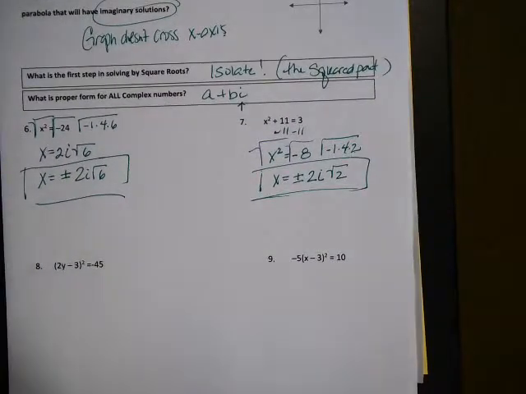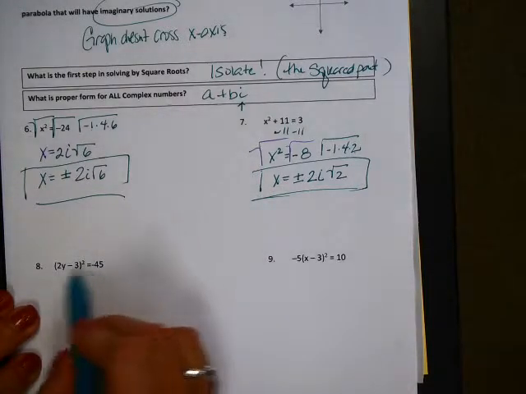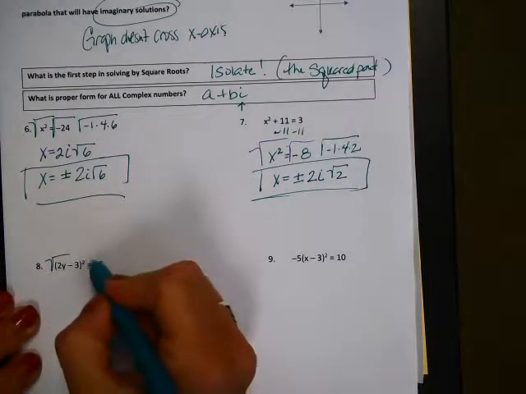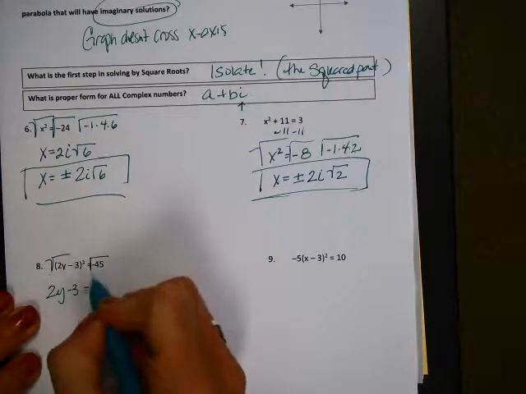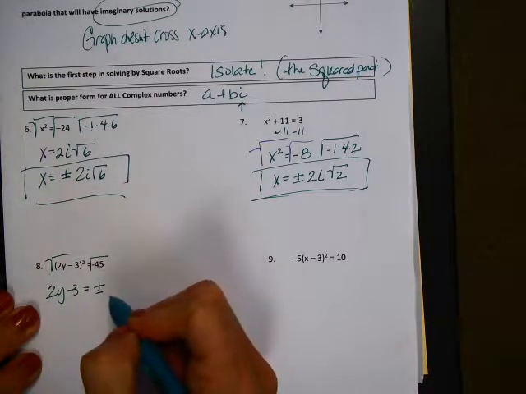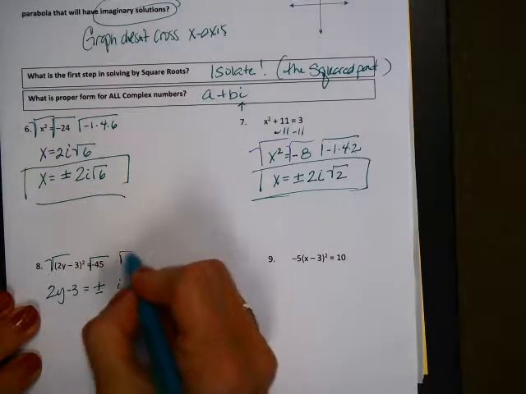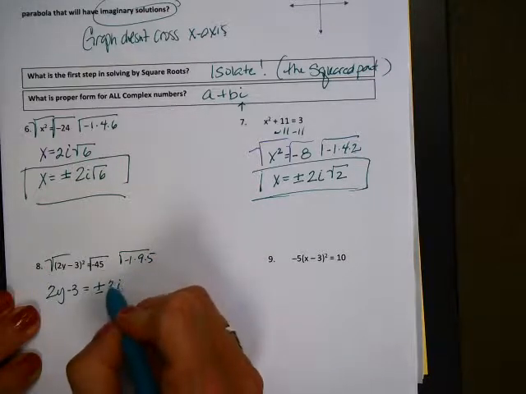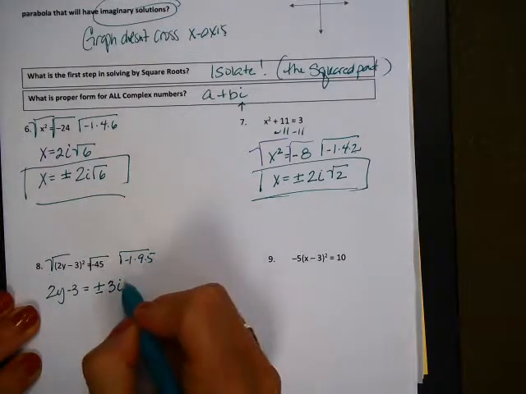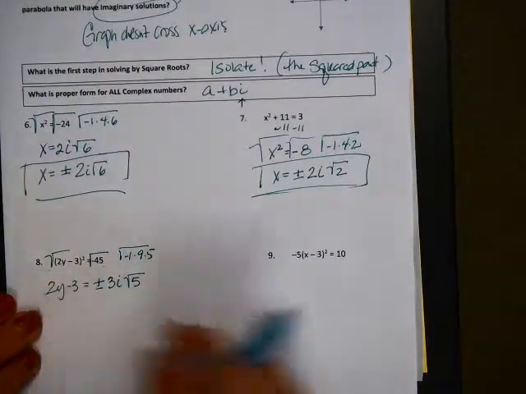So if you want to pause these and try these before I do them, you're welcome to. Otherwise, we look at this and it's isolated, so we're going to square root. So 2y minus 3 equals plus or minus, plus or minus. It's a negative, so you know we got an i in it. So 45 is 9 times 5. The square root of 9 is 3. 5 has to stay inside. It's not a perfect square. Ooh, we got a lot of big mess over here on this one, right?